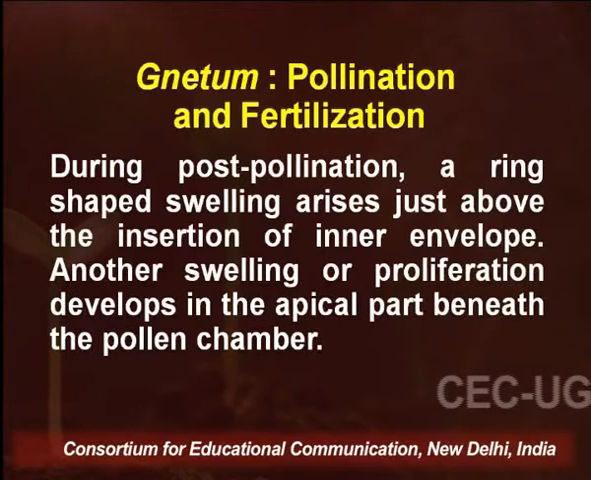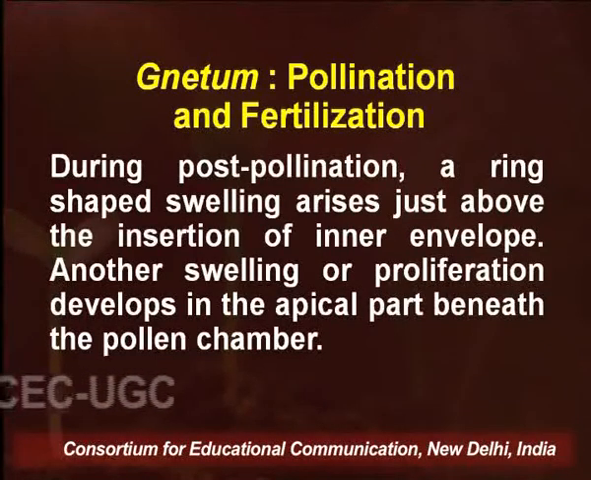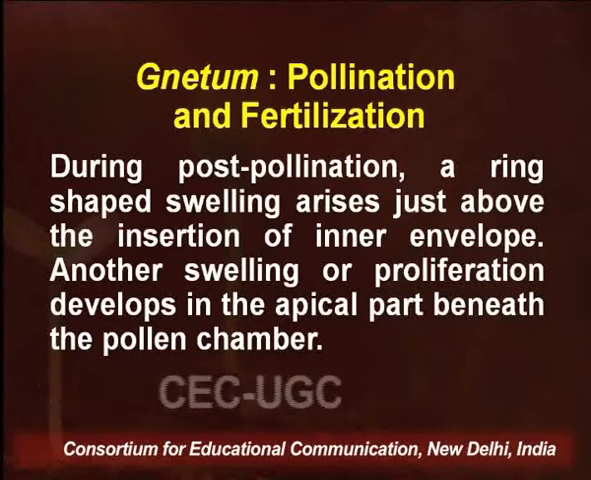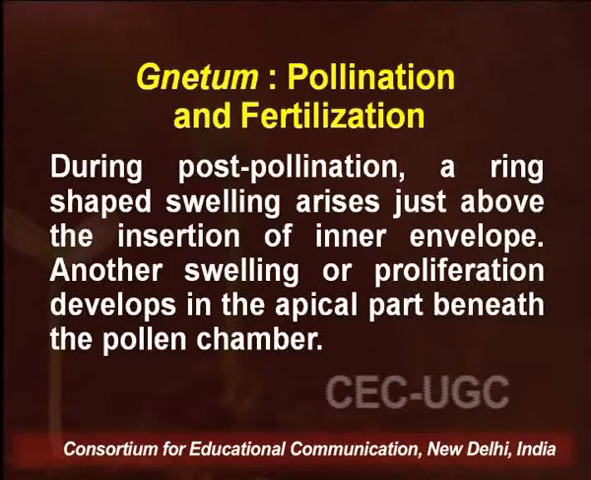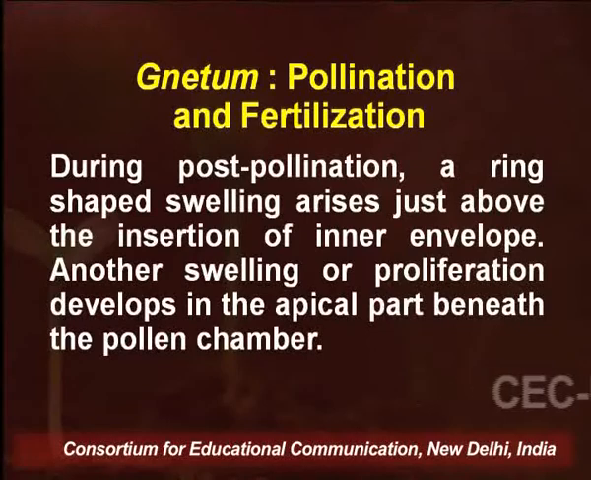Now, during post-pollination, a ring-shaped swelling arises just above the insertion of the inner envelope. Another swelling or proliferation develops in the apical part beneath the pollen chamber. Double fertilization has often been reported in the genus Gnetum. It occurs regularly and very frequently in Gnetum gnemon.